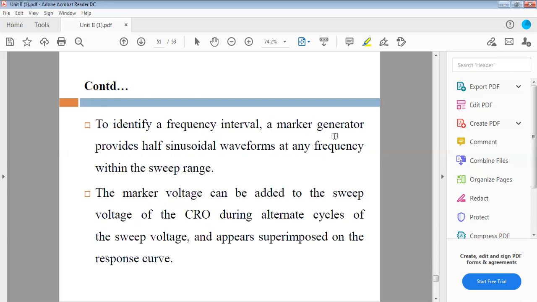Now we have locked the amplitude of the waveform which is to be displayed on the screen, right? Now we are coming to the time period. To identify a frequency interval, we are having a marker generator as we have discussed in the block diagram. It provides half sinusoidal waveforms at any frequency within the sweep range. The marker voltage can be added to the sweep voltage of the CRO during the alternate cycles of the sweep voltages and appears superimposed on the response curve.